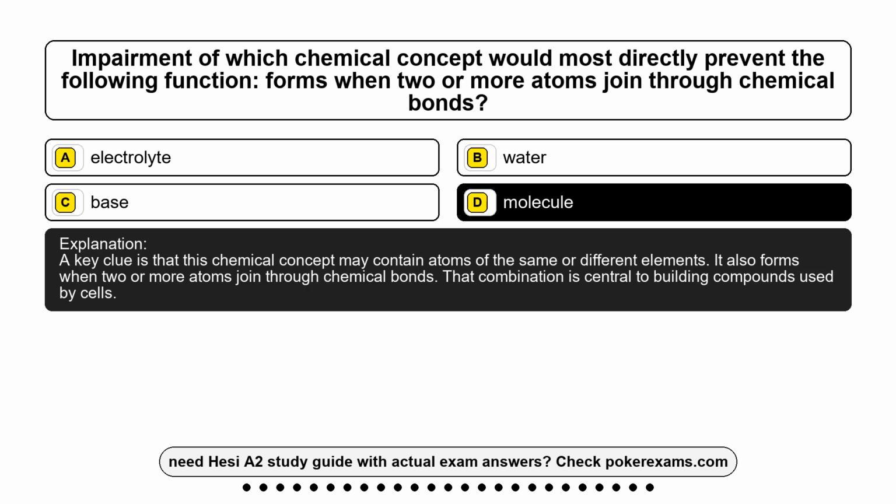A key clue is that this chemical concept may contain atoms of the same or different elements. It also forms when two or more atoms join through chemical bonds. That combination is central to building compounds used by cells.